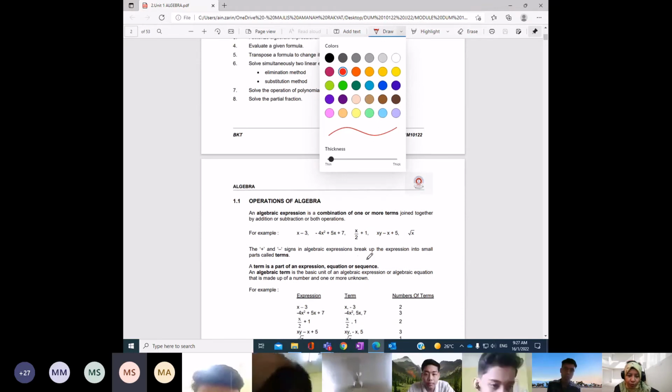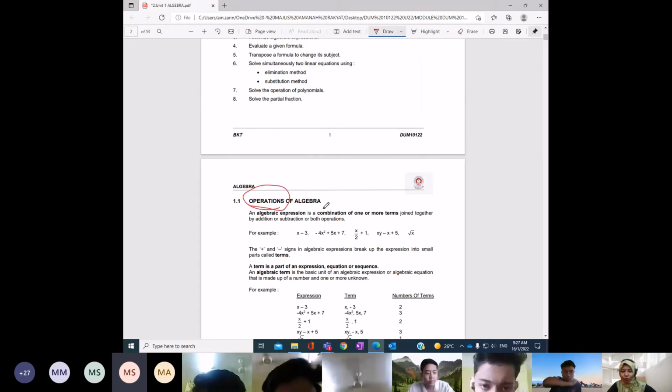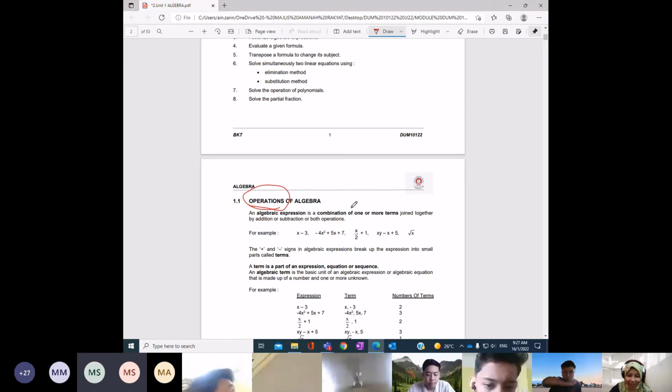Okay, so what are the operation of algebra? Of course, bila cakap pasal operation, apa yang you ada? Apa yang you ada for operation? Siapa boleh respon bila ada perkataan operation? What is the meaning? Jalan kerja. The jalan kerja is what we call as solution. That one is solution. What about operation?